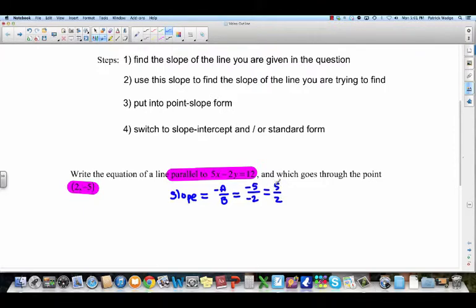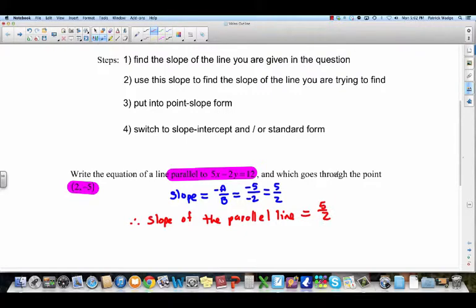That's step 1. Step 2, use this slope, the 5 over 2, to find the slope of the line you're trying to find. We want to find a line that's parallel to this line. Well, what do you know about lines that are parallel? They have the same slope. So the slope of the parallel line equals the same thing. It also equals 5 over 2.